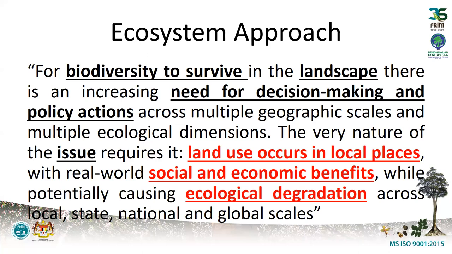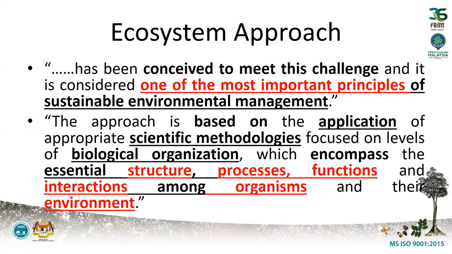So the very nature of the issue requires land use occurs in local places with real world social and economic benefit while potentially causing ecological degradation. So inilah yang berlaku pada ketika ini, yang mana kita need to meet this challenge. Memang banyak. And one of the most important principle of sustainable environmental management is the ecosystem approach. Therefore, macam mana untuk kita apply this ecosystem approach must have appropriate scientific methodologies yang mana dia akan memfokuskan biological organization, tidak kiralah apa pun, encompass the essential structure, processes, function, interaction among organism and the environment. So maksudnya, kita nak tengok biotic, benda hidup dan abiotik, bagaimana dia saling interact from one place to another.